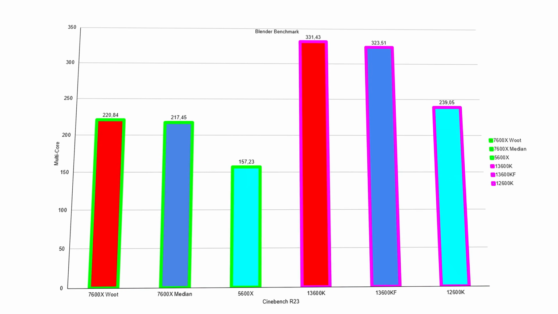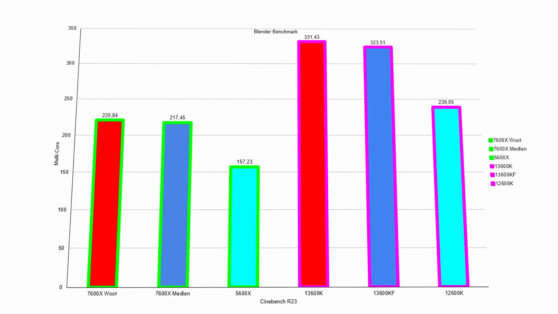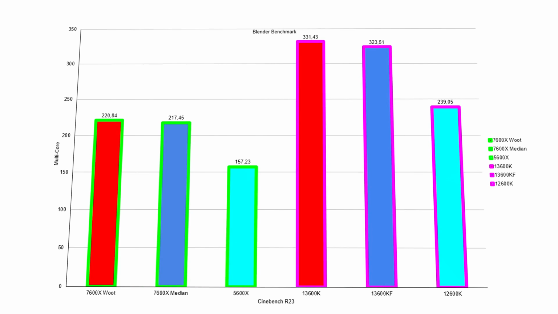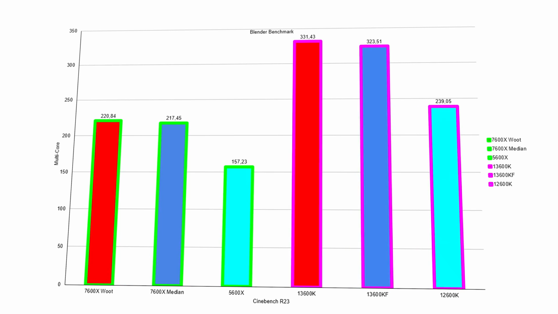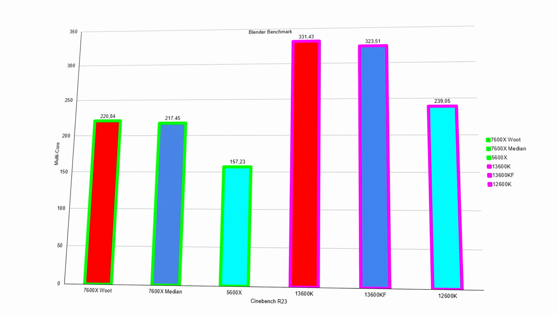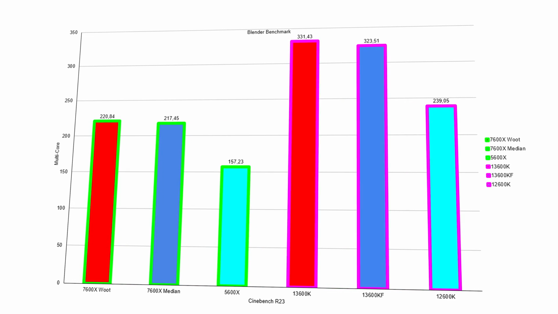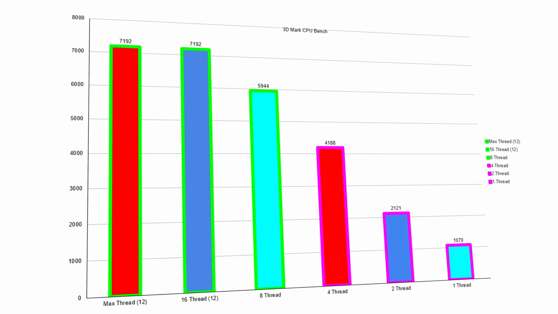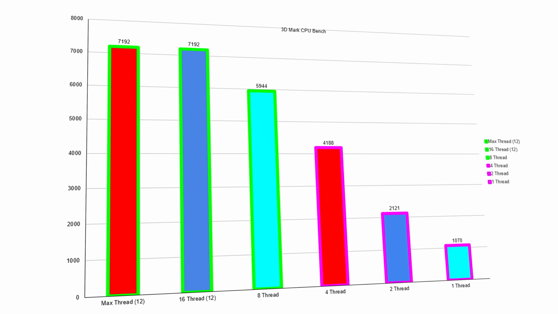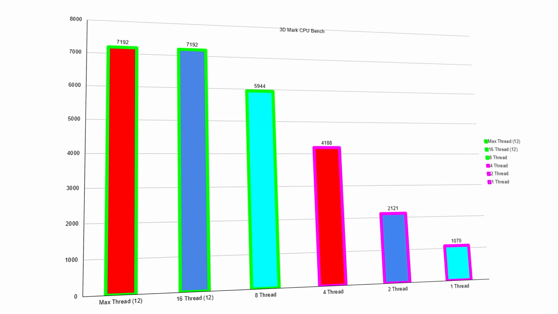Again, we have massive towers coming in next to that, the 13600K getting a 331.43 and the 13600KF getting a 323.51. And then for reference, we do have the 12600K at 239.05. Moving on to 3D Mark CPU Bench, I will have more comparative scores coming out in the future, but I just wanted to have this here for reference.